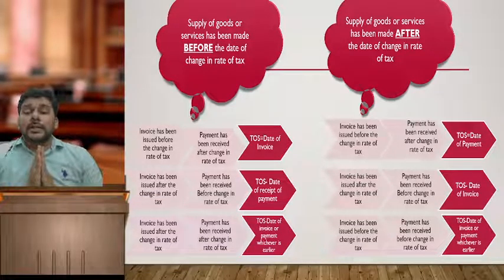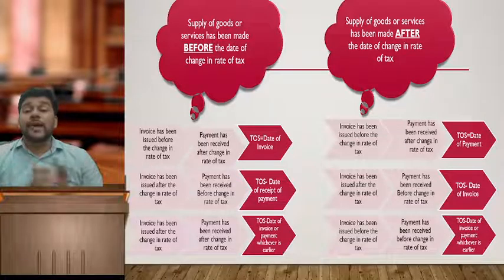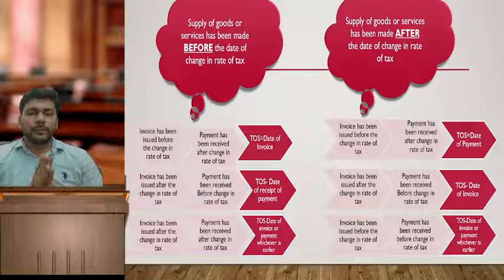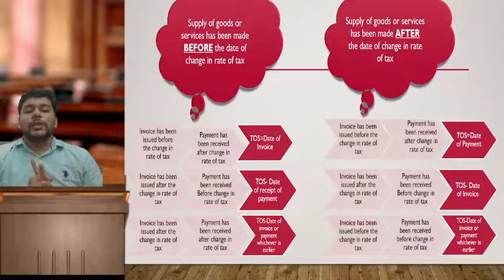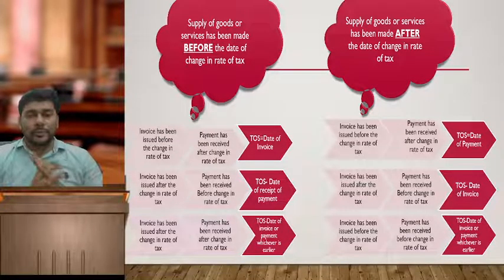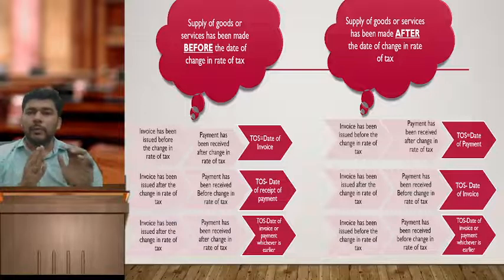If the supply of goods or services takes place before 18th of July, that means before the change in effective rate of tax, our supply, that means the taxable event, has already taken place before the change. So let's see the first one. The invoice has been issued prior to the change, which means the invoice is issued before 18th of July.